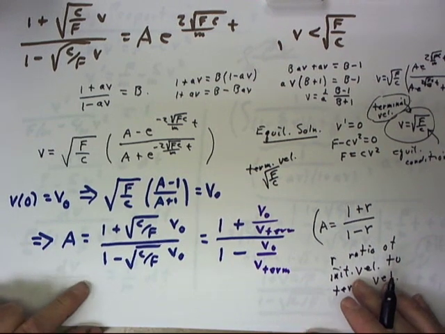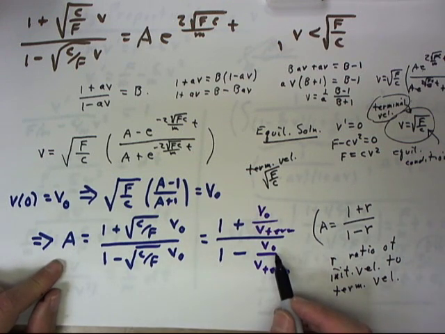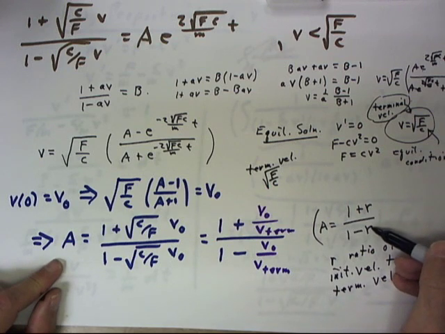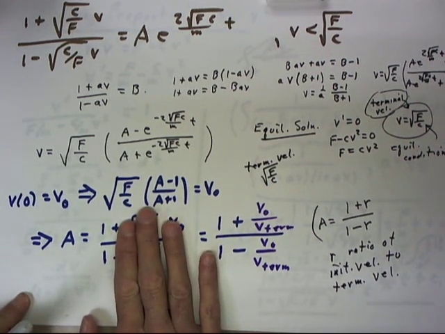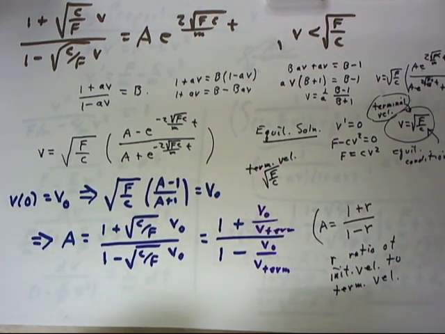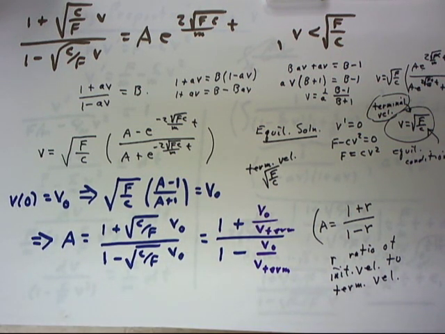Now, if the initial velocity is 0, it's very easy to see that A becomes 1, either in this form or even in this form. These terms are going to be 0. We're going to get A = 1/1, or the r's will both be 0. We're going to explore the solution for the case where v naught equals 0.